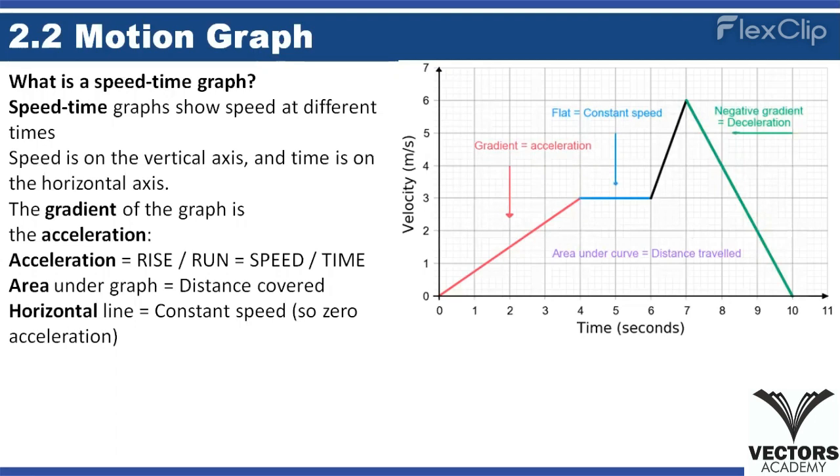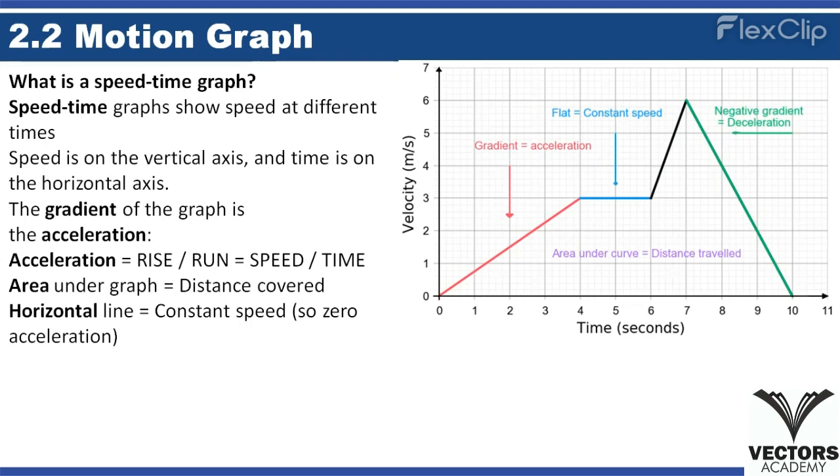What is a speed time graph? A speed time graph shows speed at different times. The speed is plotted on the y-axis and time is plotted on the x-axis. The gradient of a speed time graph gives the acceleration. Acceleration can be calculated as rise upon run, which means y-axis upon x-axis.